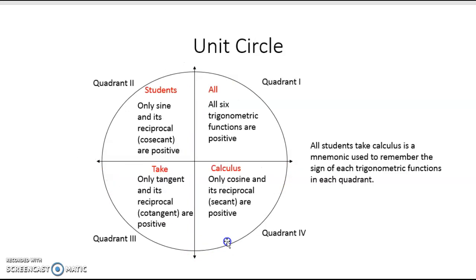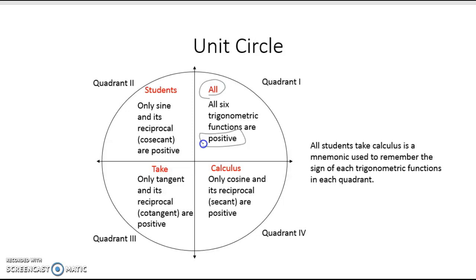Now this is going to help you with determining the sign of your trig functions. You notice here in the first quadrant it says all, and we're using the phrase all students take calculus to help us with this. So in the first quadrant, all 6 of your trig functions are going to be positive. So sine, cosine, tangent, and all the inverses are going to be positive in that quadrant.